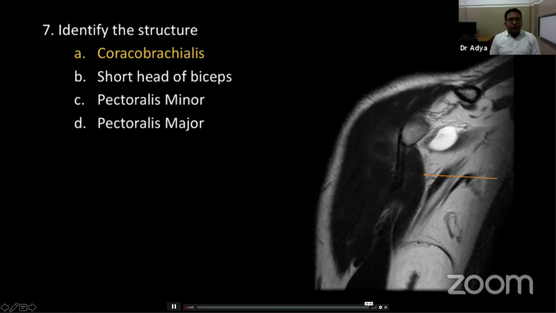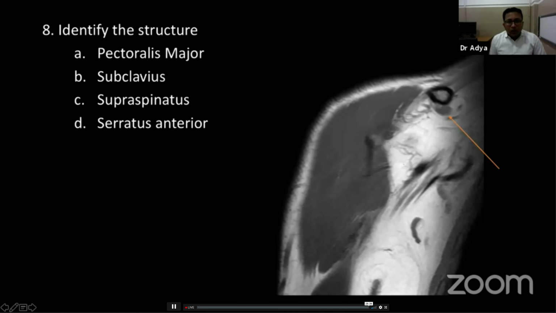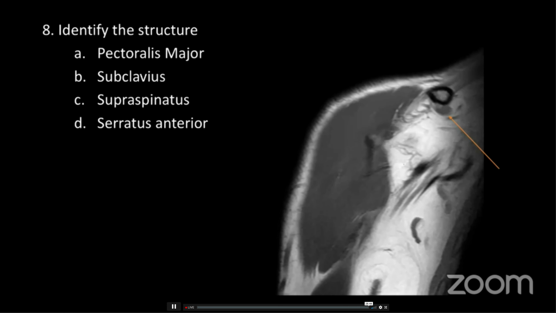The next question. Question 8. Identify the structure. A, pectoralis major, B, subclavius, C, supraspinatus, or D, serratus anterior. The poll is live, sir. Ending the poll, sir.